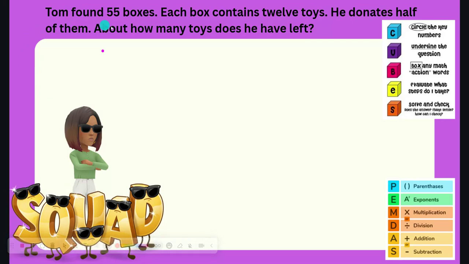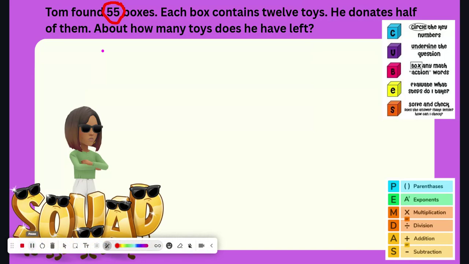Tom found 55 boxes. Are there any important numbers in this sentence? If so, I want you to write it down now. Yes, 55 is important. So you should have written down 55. I'm going to circle it. Okay, let's look at our next sentence.